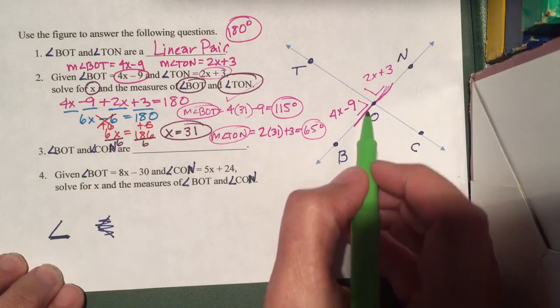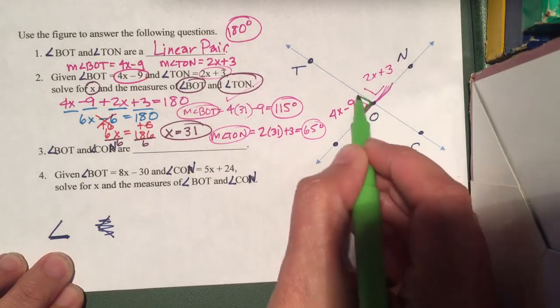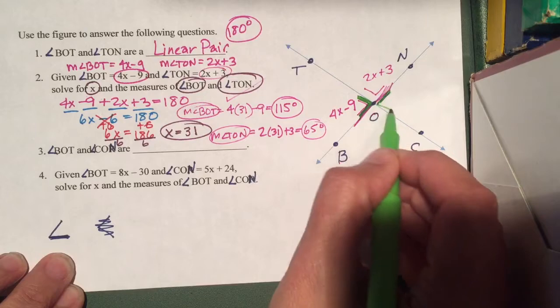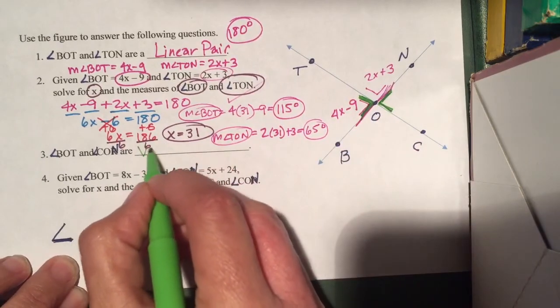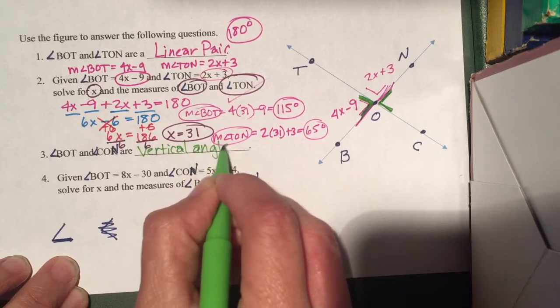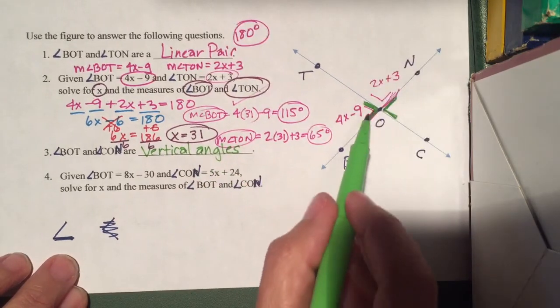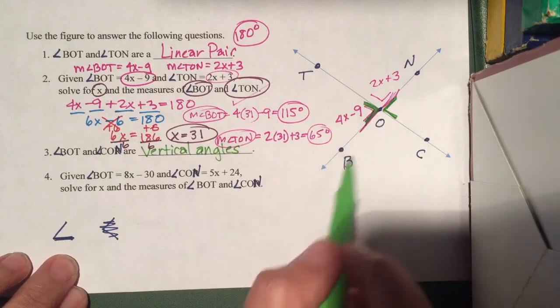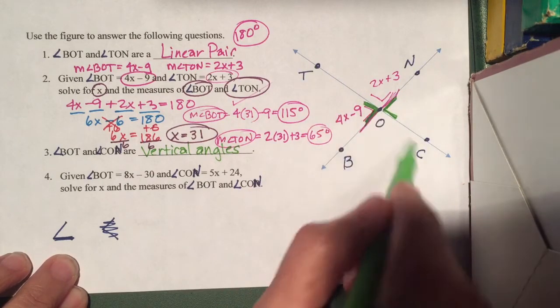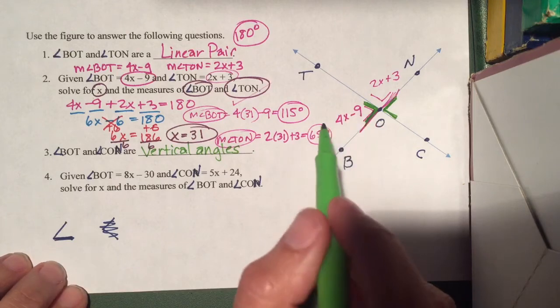Angle BOT, that's this one. We're going to use a different color. And angle CON, that's this one. Those are vertical angles. Remember, vertical angles are formed when you have a vertex and they form 2 sets of opposite rays. This one and this one are opposite rays, this one and this one are opposite rays, and they're always congruent.